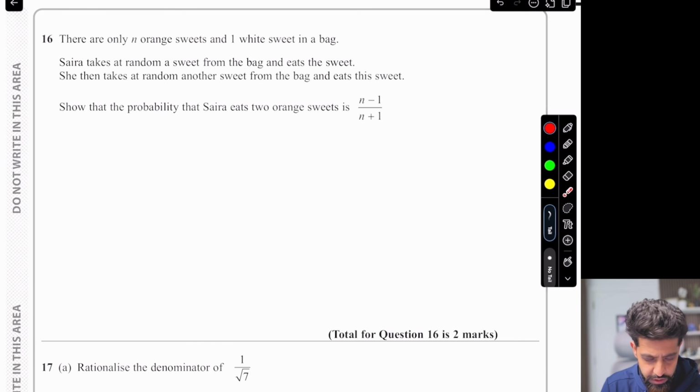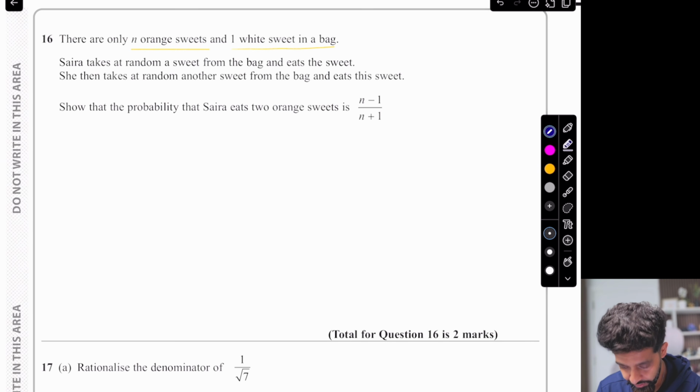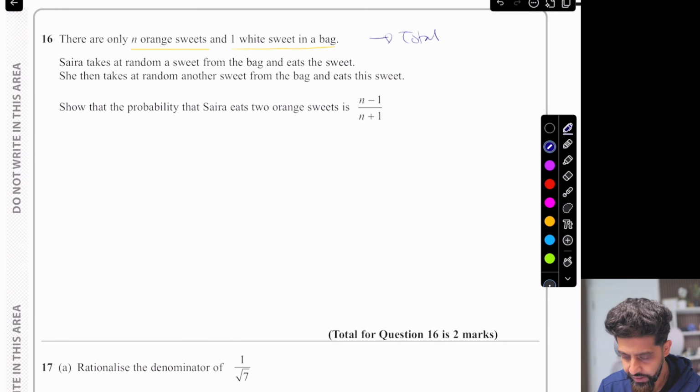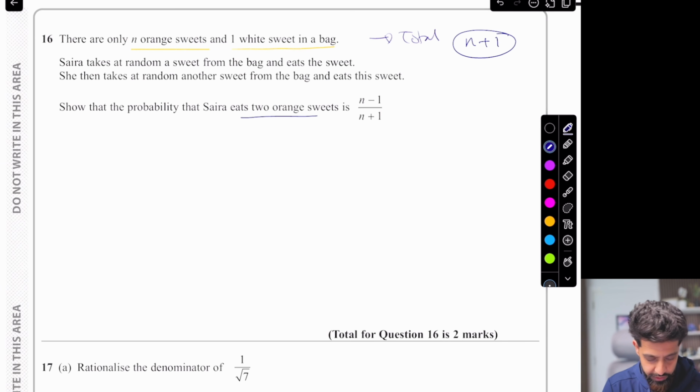All right, let's focus on here first. It says that there are only n orange sweets and 1 white sweet in the bag. So the total number of sweets in the bag is going to be n plus 1. Okay, that's a total. So what's the probability that she eats 2 orange sweets? So we want the probability of an orange and another orange.